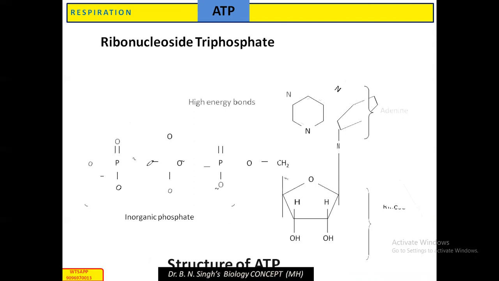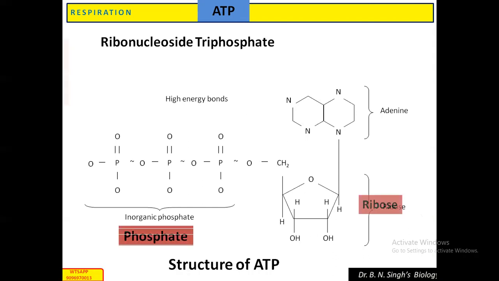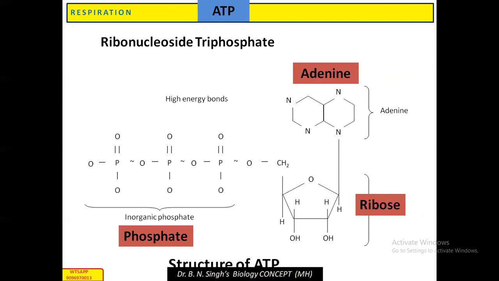ATP consists of three important basic units: the 5-carbon ribose sugar, then the nitrogen base adenine, and the 3-phosphate group. The ribose sugar, the 5-carbon furanose sugar: the first carbon of the furanose sugar binds with N9 of adenine by a glycosidic bond, while the 5th carbon of ribose binds with phosphate by an ester bond.